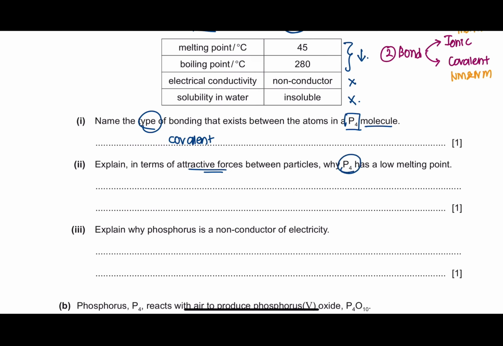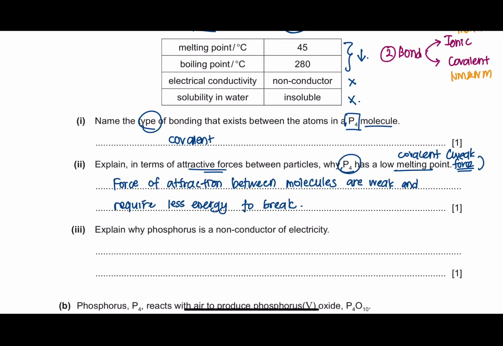Now question 2, explain in terms of attractive forces between particles why phosphorus has a low melting point. Now this is a similar question that we did before. If it has low melting point, it's because it is covalent bonded, and covalent bonded has a weak force. If you have a weak force, it means that we don't need much heat or energy to break their bond. Question 3, explain why phosphorus is a non-conductor of electricity. Now in order to conduct electricity, there must always be free moving ions.